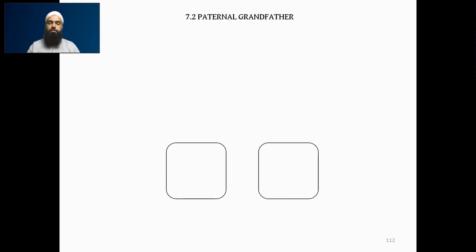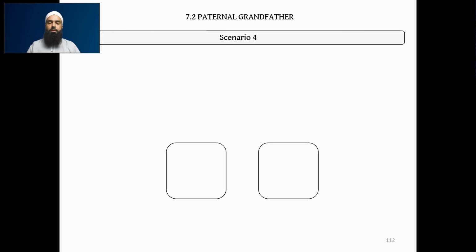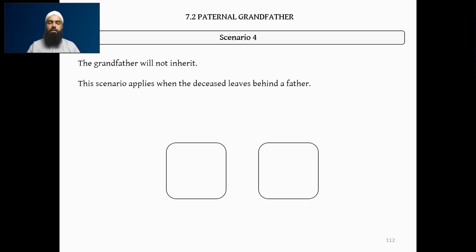Scenario number 4, the last scenario we have for the paternal grandfather. So this is the grandfather will not inherit. Simple as that. Does not inherit. He is blocked from inheriting. This scenario is when the deceased leaves behind a father. As soon as there's a father, he gets blocked.